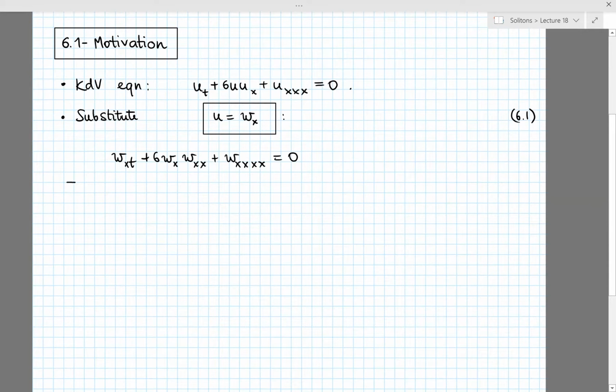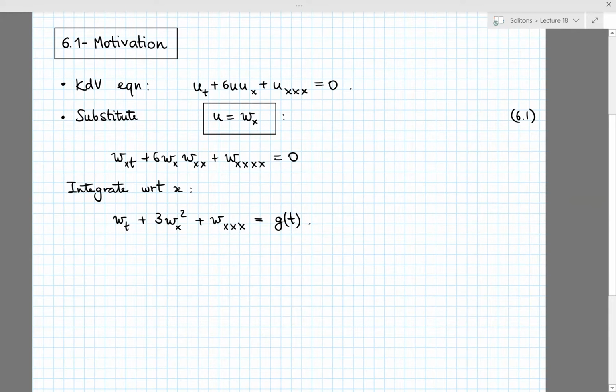And now we can integrate this equation with respect to x to get w_t plus 3 w_x squared plus w_xxx equal to an integration constant, which is constant with respect to x, but in general will be a function of t. I'll call that function g of t.